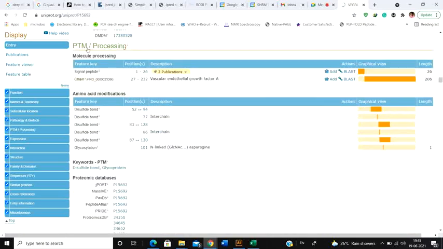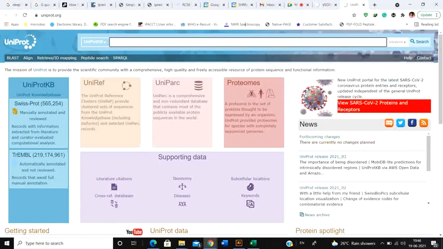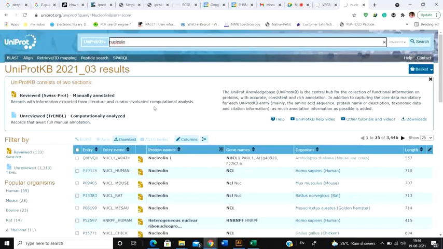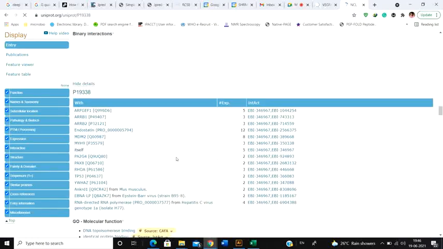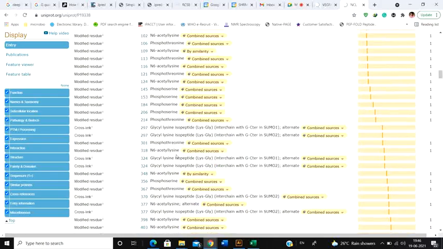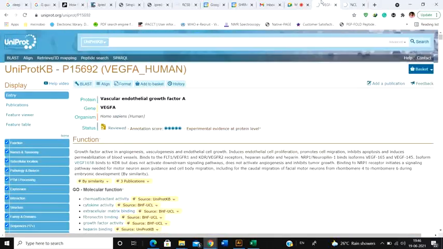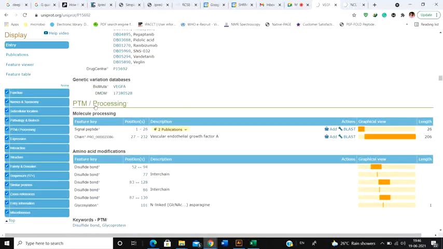And after that you get to see the post-translational modification. Now in this respect, I would like to show you one more thing. I'm just showing you two proteins just for comparing. Okay, so the first thing that you have is a post-translational modification.